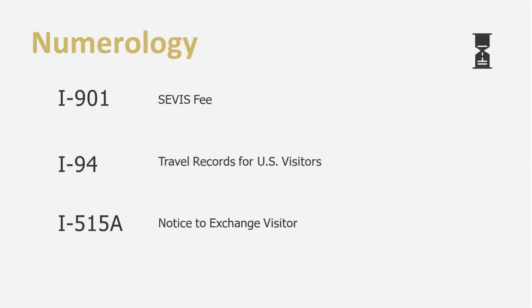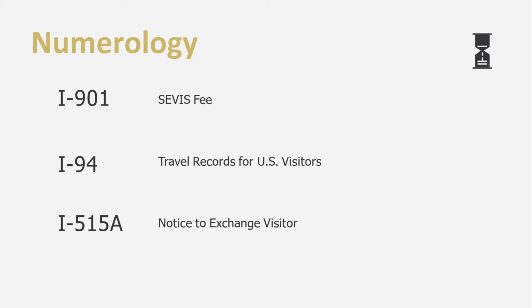Form I-901 stands for SEVIS fee. Before you apply for your visa, you need to pay the SEVIS fee. I-94 is the travel record for U.S. visitors. After you enter the U.S., you can retrieve this record online.